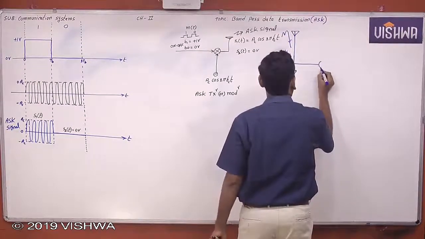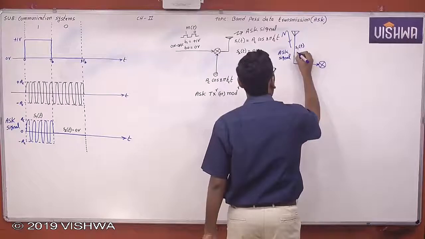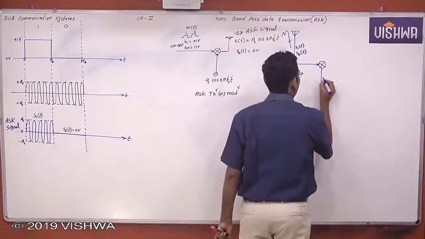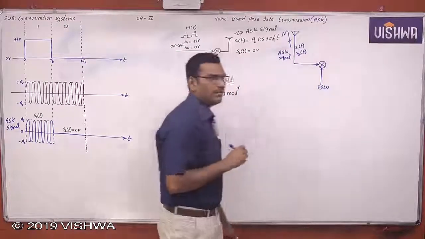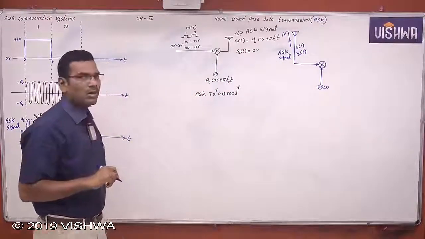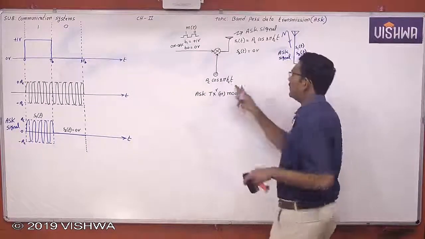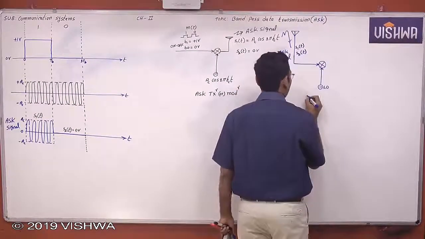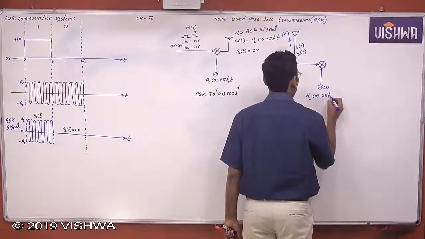Now again, this is also a multiplier. One input is an ASK signal, which means whether it is S1 of t or S2 of t. Another input to this multiplier is a local oscillator. This local oscillator will generate the same frequency and same phase of the carrier which is used at the transmitting side. Now this is AC cos 2 pi FC T.